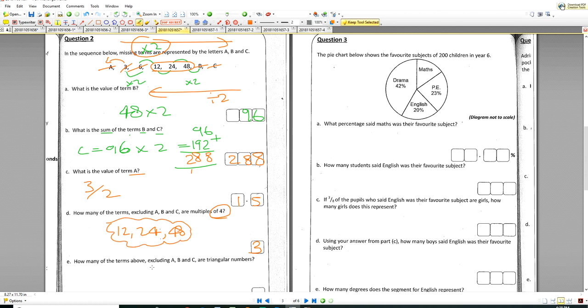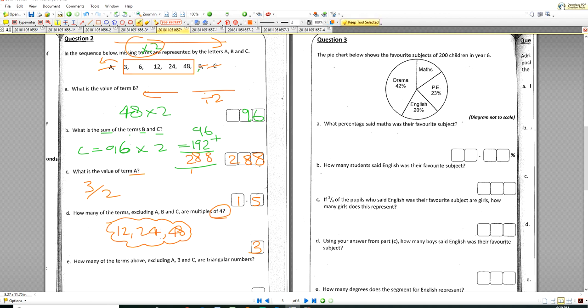How many of the terms above, excluding A, B, and C, are triangular numbers? So let's get our rubber. Let's make some clarity here because it's getting a bit messy. Okay, right. So we're not allowed to consider A, B, and C. We will need to consider these numbers here. Find out which ones of these are triangular numbers.